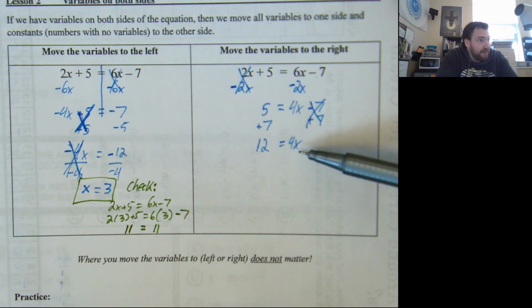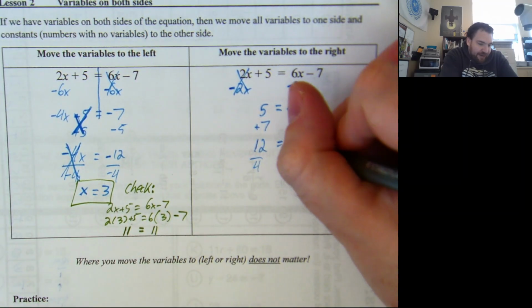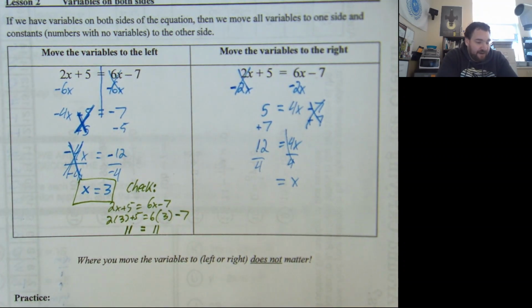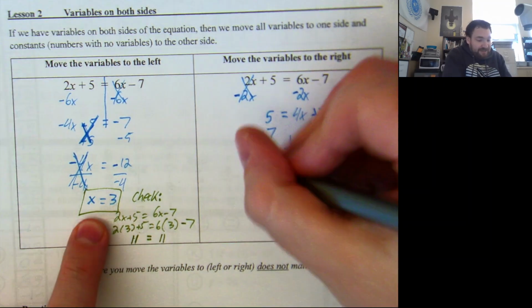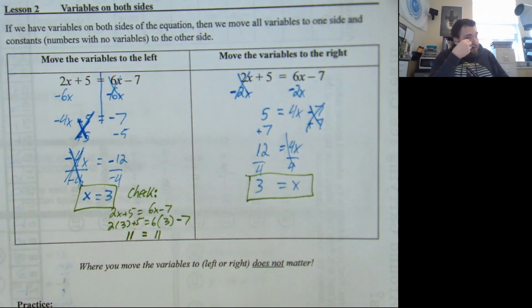I want to get x by itself, so we're going to divide by 4 on both sides. On the right-hand side, my 4's are going to cancel, leaving me with just 1x. 12 divided by 4 is 3. And that's the same thing we got when we isolated it to the other side. So I'm not going to redo the check. We're good.